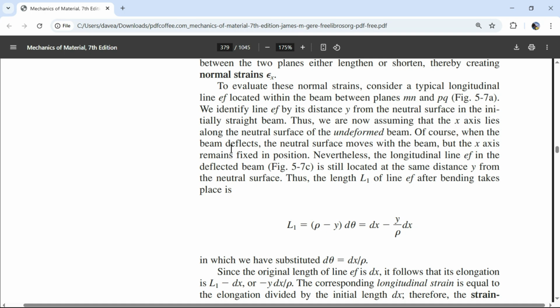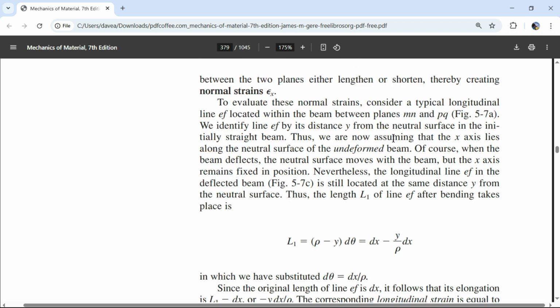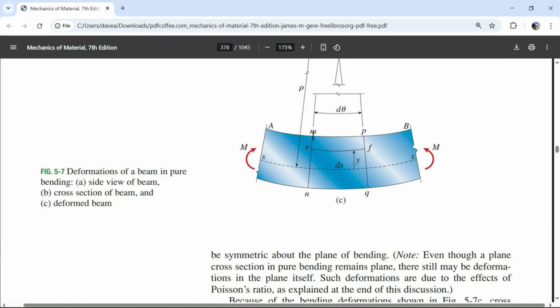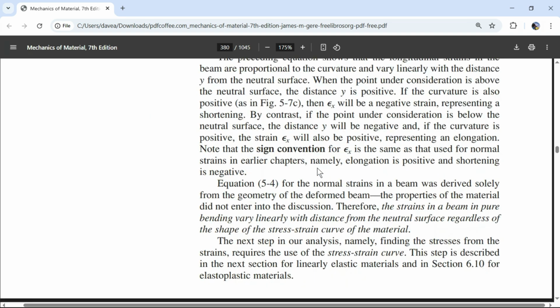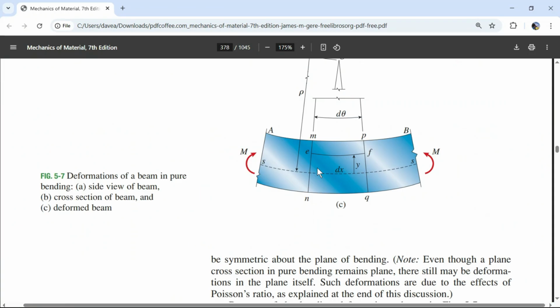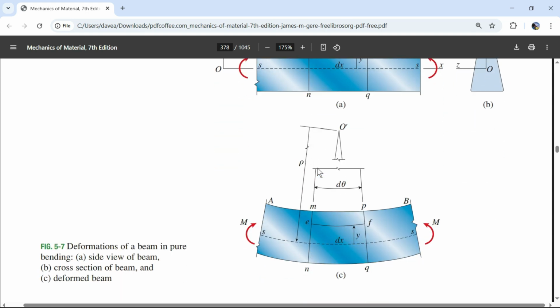So, of course, when the beam deflects, the neutral surface moves with the beam. That sentence just says the neutral surface is where it is; when we bend it, it's in the same location. The neutral surface moves with the beam. When they say moves with the beam, because we have a curved surface, I can't just say this direction is my x-axis. That comes up a lot with the x-axis.